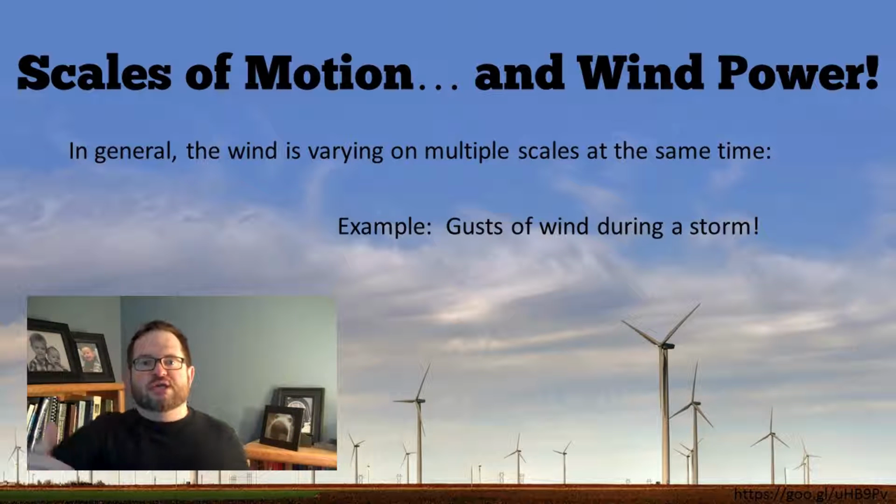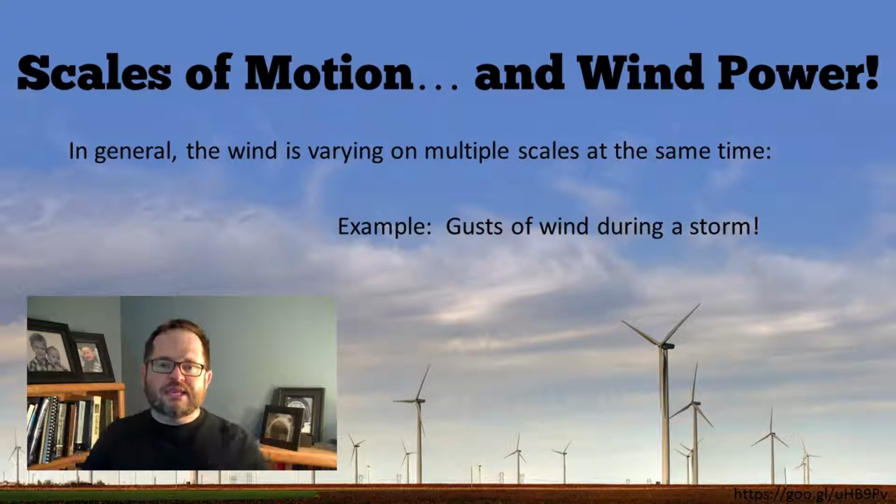The overall increase in the amount of wind might be something very useful to you in terms of how much power you're producing, but maybe individual gusts within the storm might be exceeding the wind speed range over which it's safe to operate the turbine, and you need to actually shut the turbine down during that period. Okay, so we have some issues here about how these scales can interact.